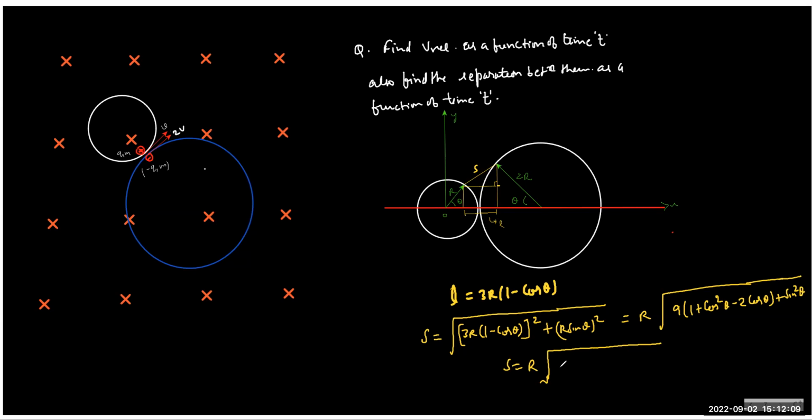So that will become 9 plus 1, which is 10. 10 plus 8 cos square theta minus 2 cos theta, right? That's the answer. And theta equals omega t. That's it. Correct? This is the answer. Yes, sir. Okay.